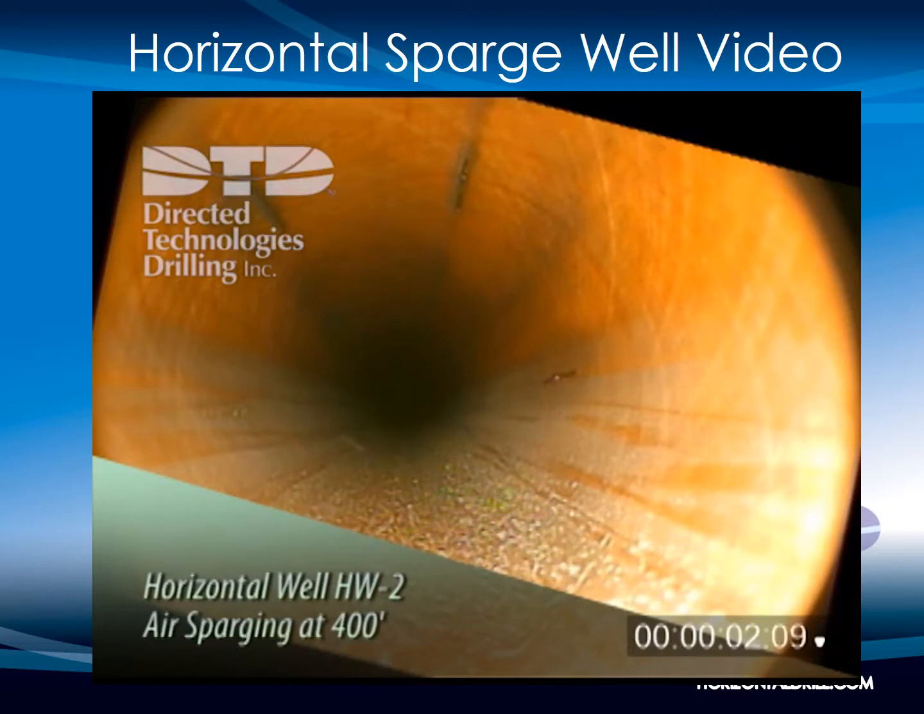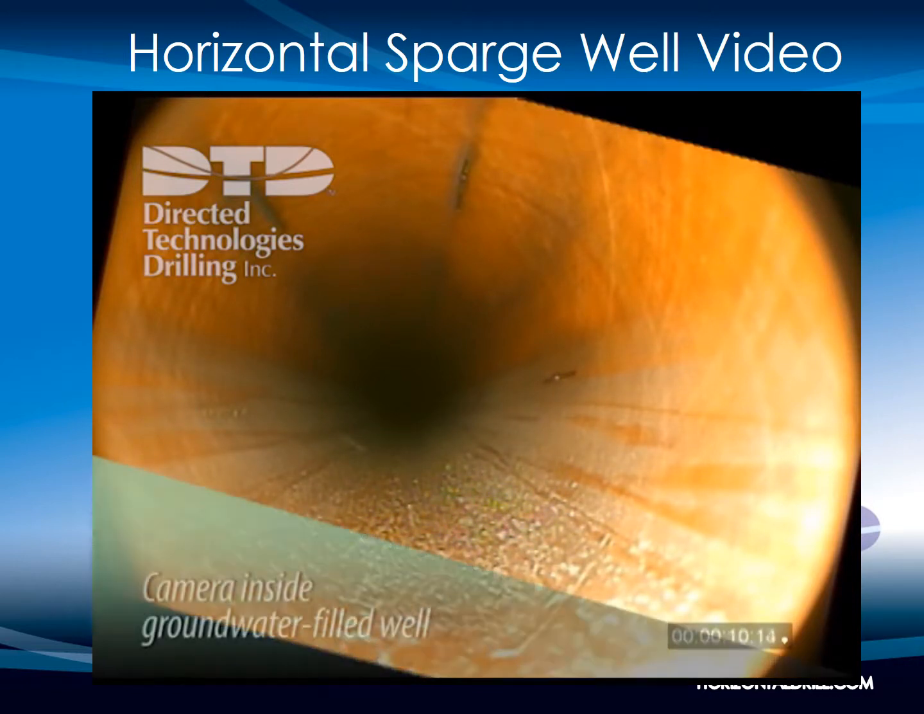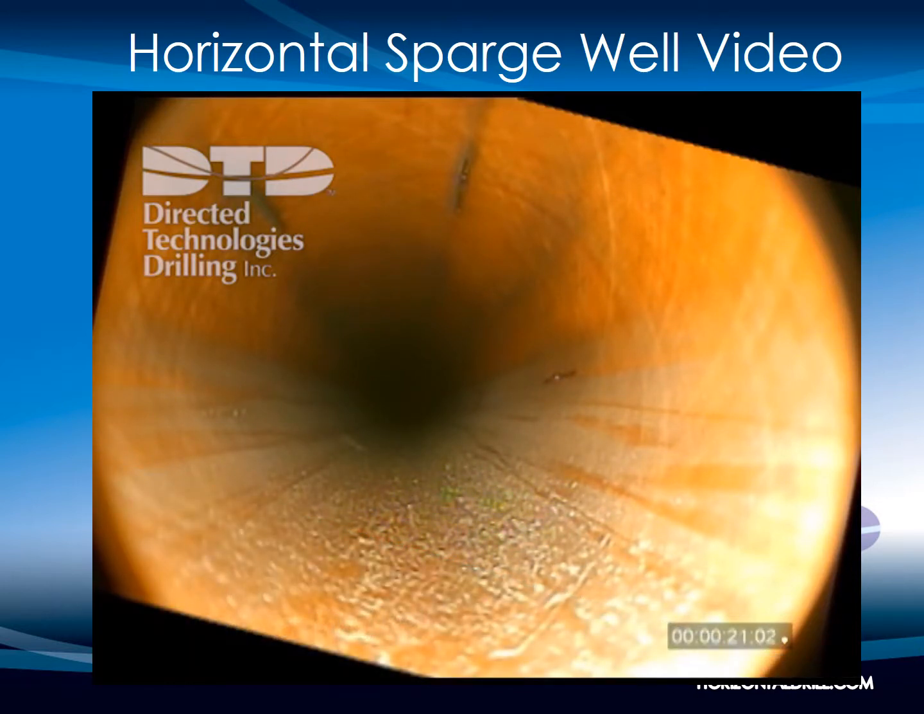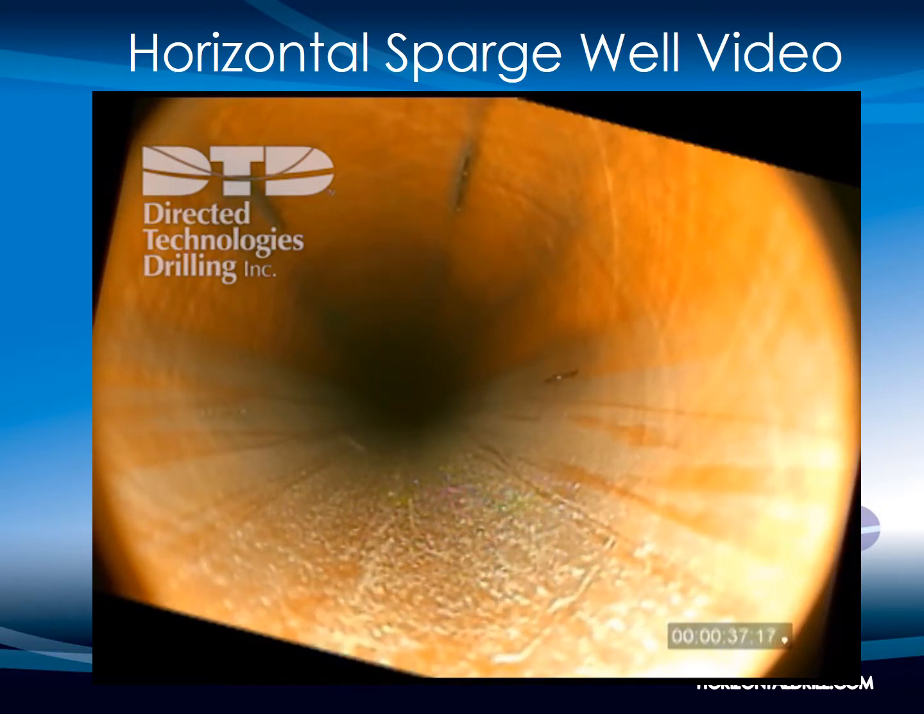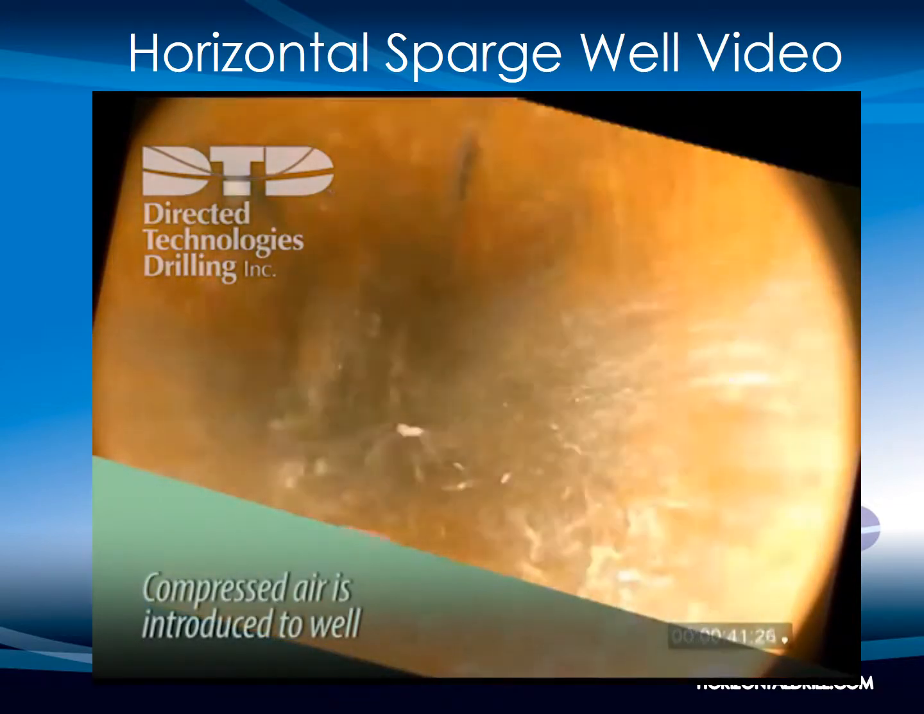Here's another visual from a camera placed inside of a horizontal Air Sparge well. This Sparge well is constructed in a blind or single entry borehole. We've placed the camera near the middle of the screen section and the compressor has started blowing air into the well from the surface. The well material is a 3-inch diameter fiberglass. The screen section is 300 foot in length and averages about 27 foot below the water table. As the air starts displacing the water in the well, sediment starts to move and the water gets cloudy.